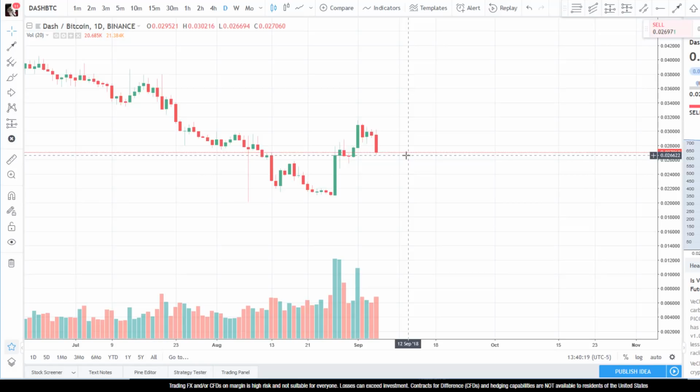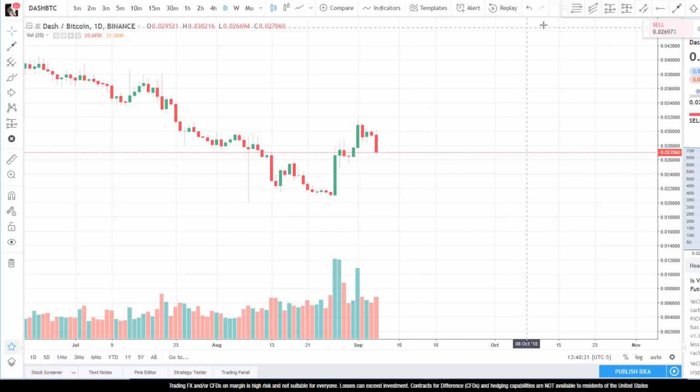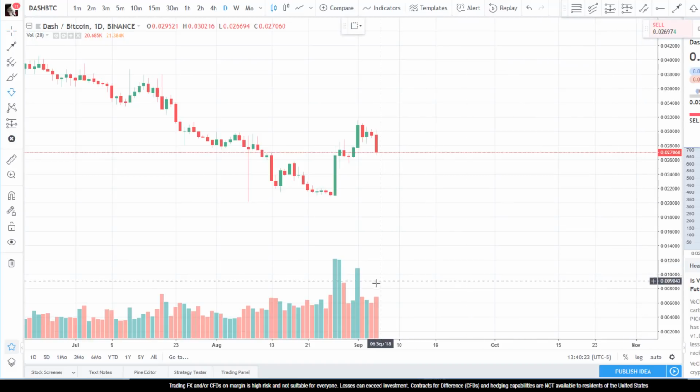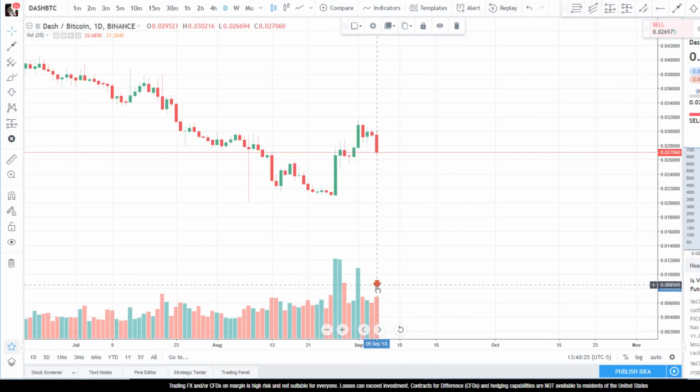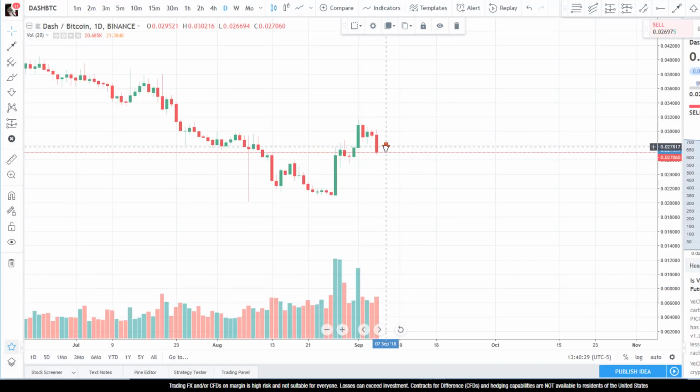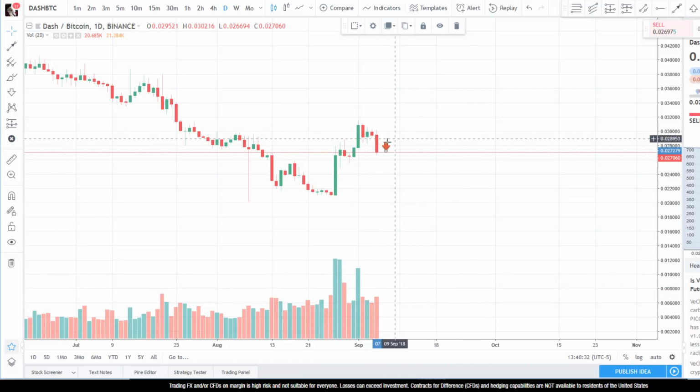The next important thing is volume. So here is volume. This is only important because it validates price. The most important thing is this price right here, and where it's been, and where it's going, where it might be going.